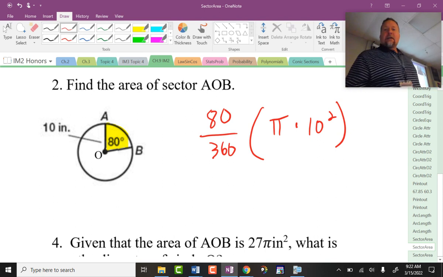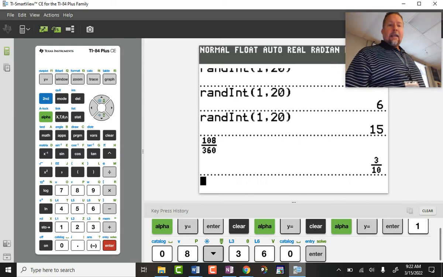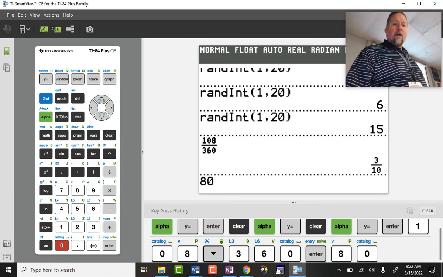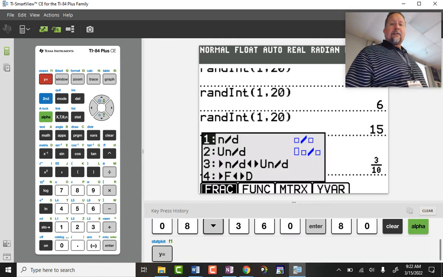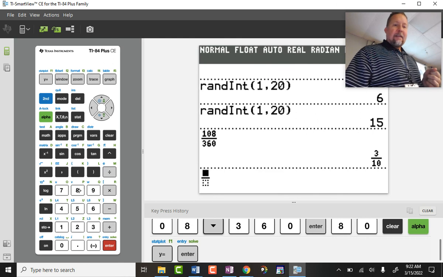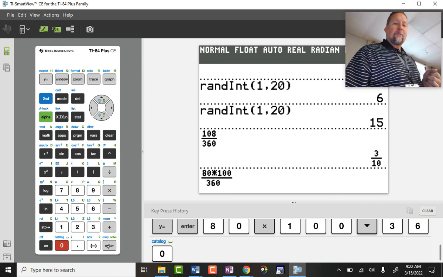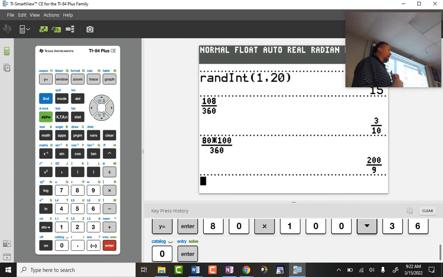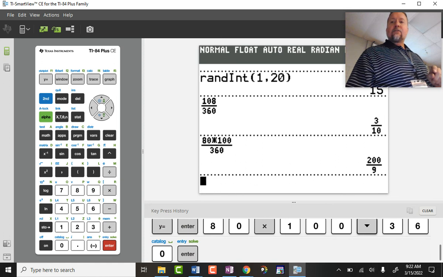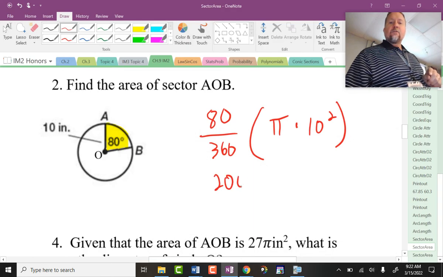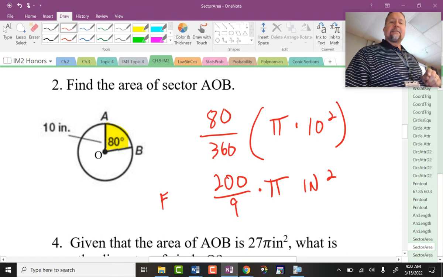All right, let's do exact and approximate one more time. Oh boy, I'm going to go ahead and do this. 80. Wrong. Clear. Let's be cheating bums and use that fraction button. 80 times 10 squared, which is a hundo, divided by 360. Notice what I did not type. I did not type pi because I wanted the exact answer, 200 ninths. 200 ninths times pi inches squared. That's exact.